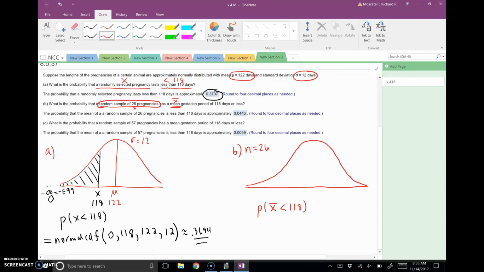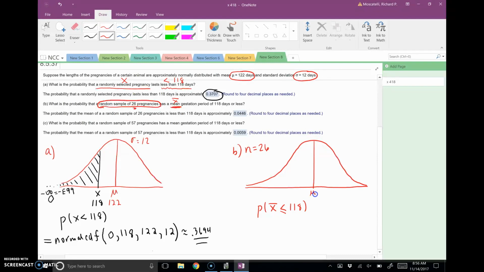And it says less than or equals to, 118 or less, which means less than or equals to. But if you put an equals to bar into there, it's the same thing. So it doesn't matter, because remember, theoretically, that's a continuous variable and the probability of hitting that number is 0.